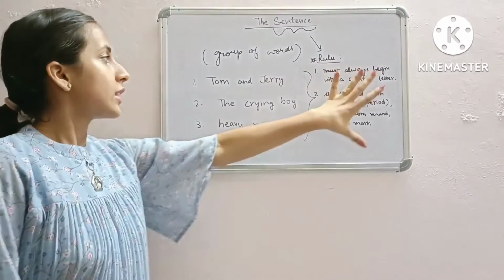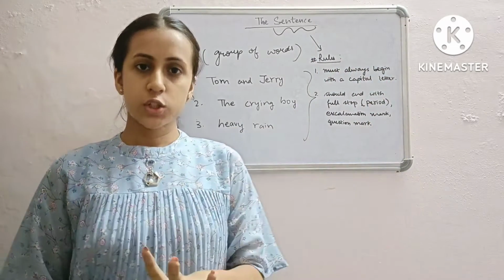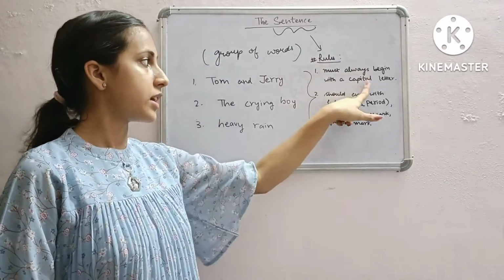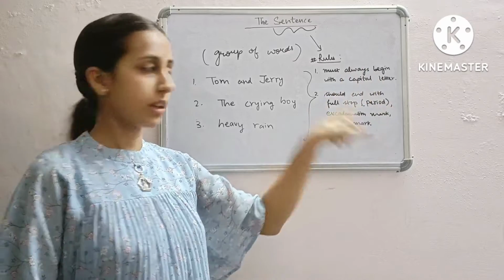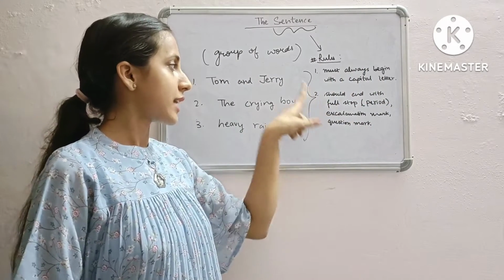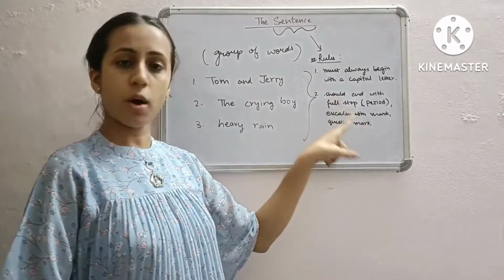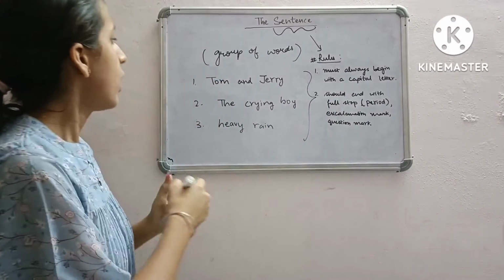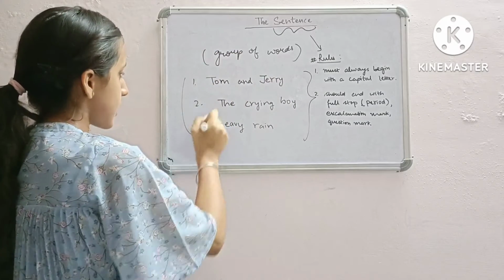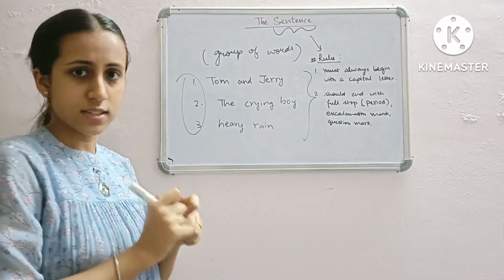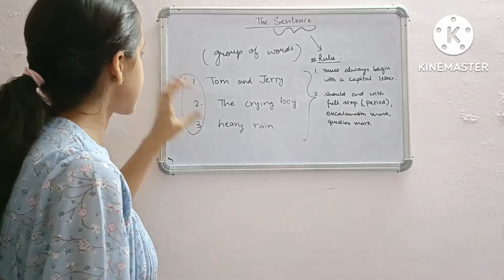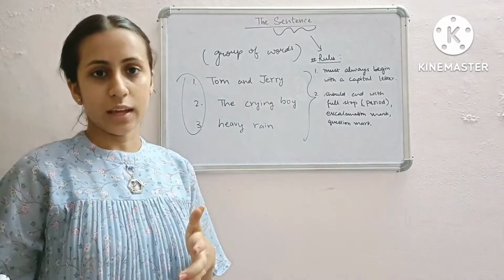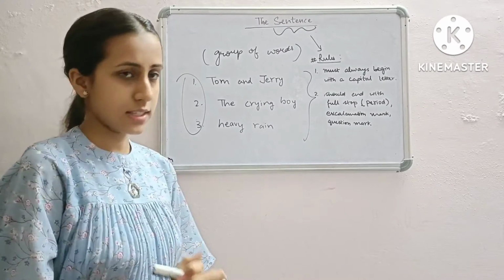So these are the two rules that you need to keep in mind while writing a sentence. The first one is that the beginning should be a capital letter, and the second is that it should end with a full stop, exclamation mark, or question mark. Now when I look at these three lines, actually they're not sentences, I see that these are just a group of words. So let's try to complete these sentences.